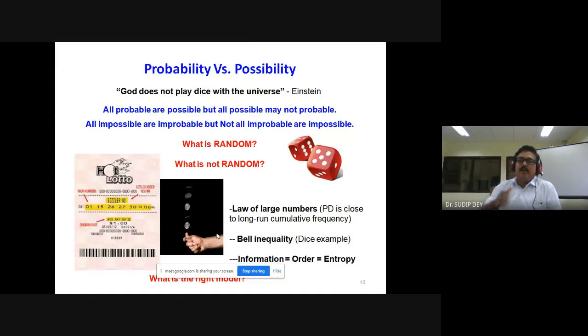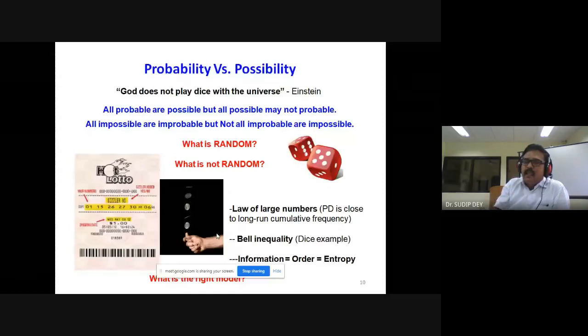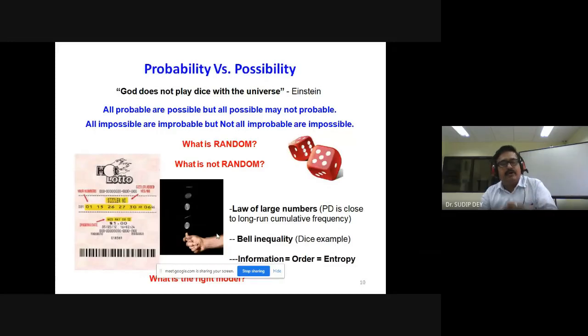Let me give you one example. If I toss a coin, it has head or tail. So what will be the probability of getting head and getting tail? Definitely everybody knows that it will be 50% head and 50% tail.